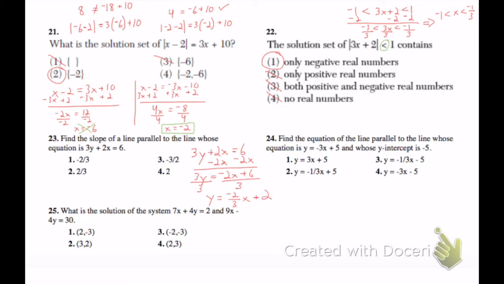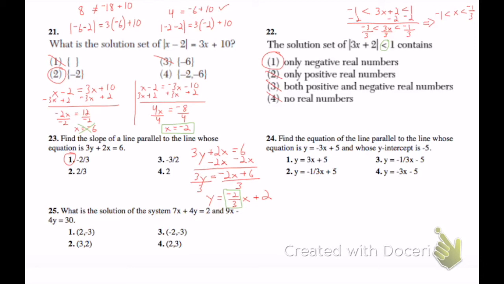We get that the equation of the line in slope-intercept form is y equals -2/3 x plus 2. Well, the question asks, find the slope of the line parallel to the line whose equation is this. Well, let's box in the slope. The slope is -2/3. Parallel lines have the same slope. So, since they have the same slope, the only choice that works is choice number 1, which is -2/3.